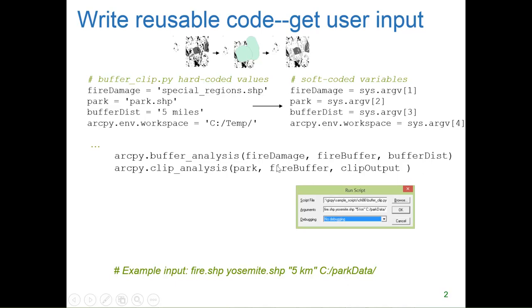And then that way, when we run the script, we could run it on a different input data set, such as if we had a shapefile on Yosemite and we could look at the fire damage extent in that area. And then it would buffer and clip whatever we passed in to the script.